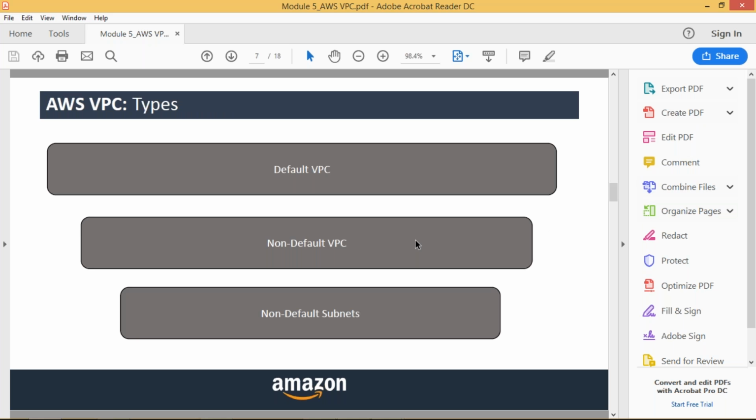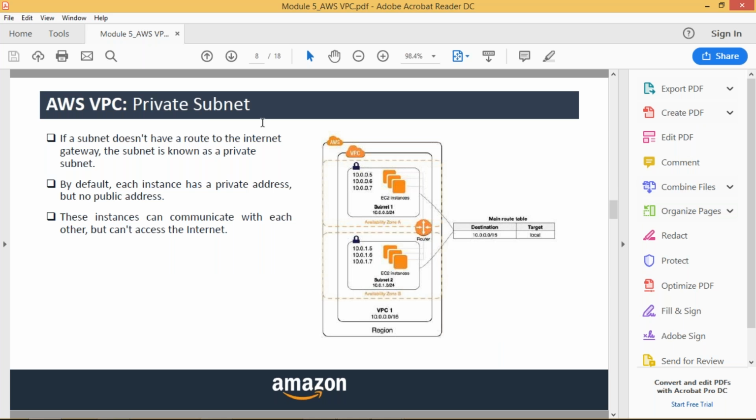The VPC type is the default VPC. Suppose you delete your default VPC, you have to contact the AWS team and they will recover it for you. A non-default VPC is one we create for our own organization with a different IP address range, and we map it to particular EC2 instances as per your public or private subnet. A non-default subnet is also available. This is a private subnet, meaning the instances communicate with each other in a private manner; there is nothing public there. By default each instance has a private address but no public address. If a subnet doesn't have a route to the internet gateway, the subnet is known as a private subnet.